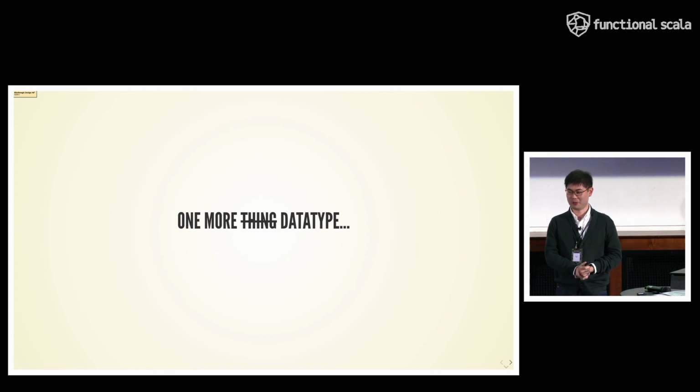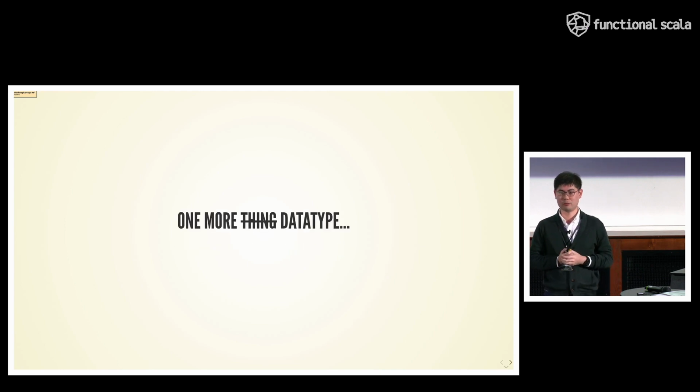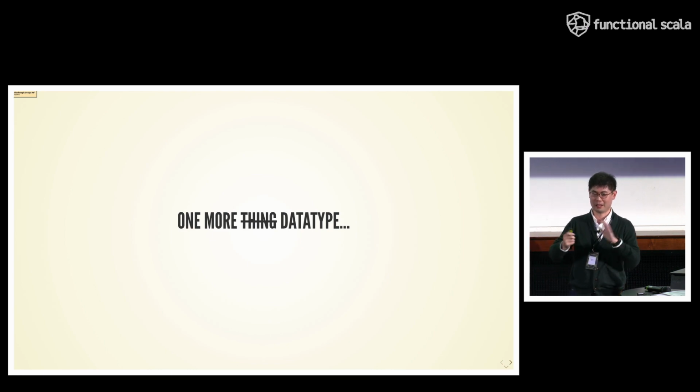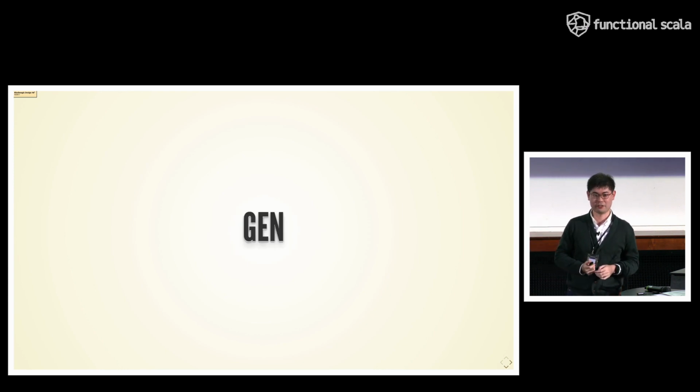Lastly, there's one more data type that I want to show you. This data type is a data access data type, and it's very widespread. Everyone uses it, but it doesn't use a backing store. It's a data access library, so I would call it data access from thin air. Can anyone guess what this data type is? The data type is your generators in your tests.